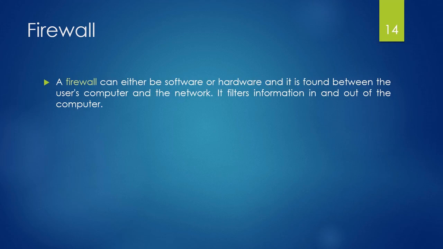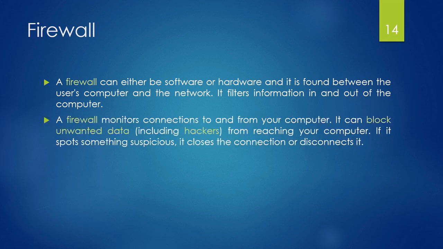Firewall. A firewall can either be a software or hardware, and it is found between the user's computer and the network. It filters information in and out of the computer. A firewall monitors connections to and from your computer.